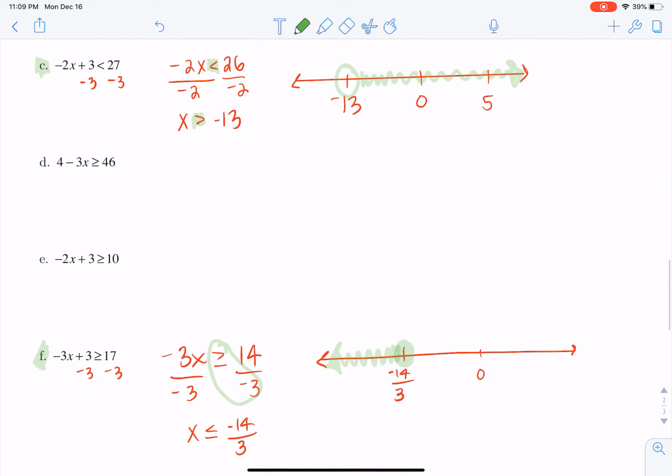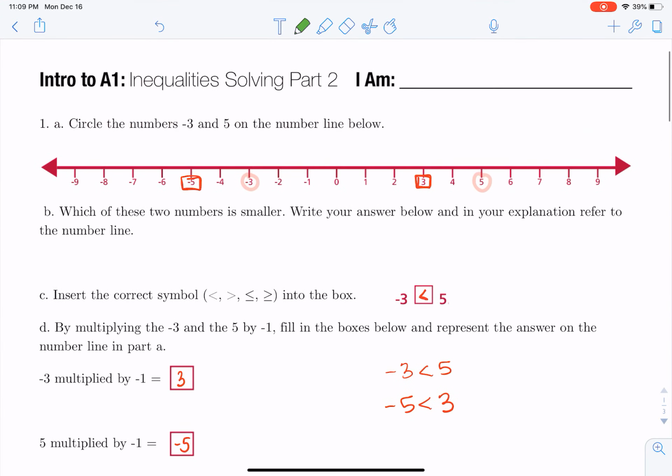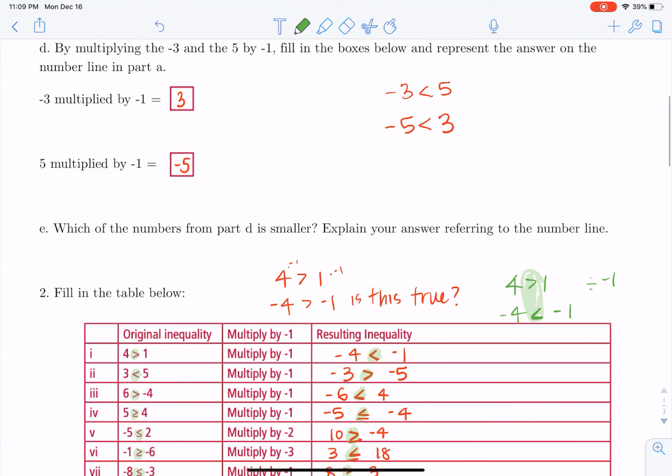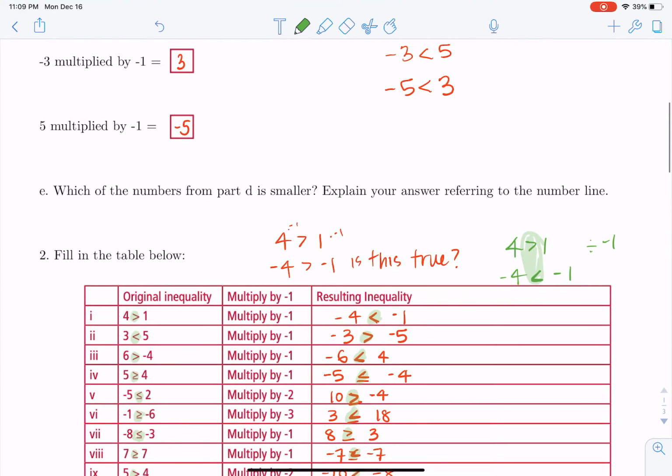I'd love for you to keep working on number 4 and come back up here, make sure that 1B and 1E are answered nicely. Good luck, guys.